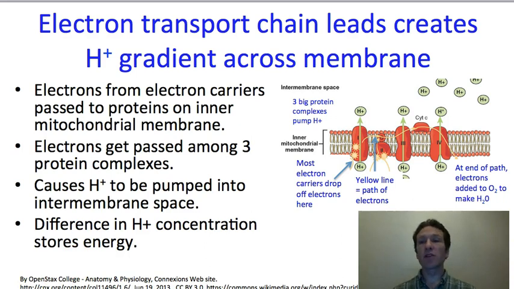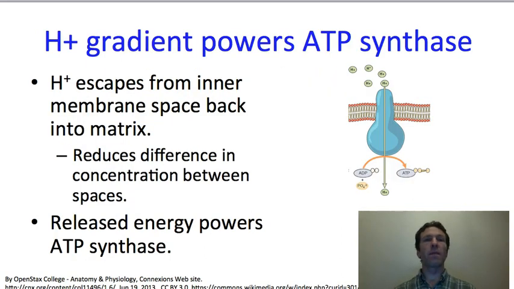We now have a situation where this difference in hydrogen concentration has stored energy. This is basically a battery, and we'll talk about how this can be used to release the energy and power production of ATP. Just like we saw in photosynthesis, the hydrogen ion gradient will power an enzyme called ATP synthase, pictured here as this aqua shape.